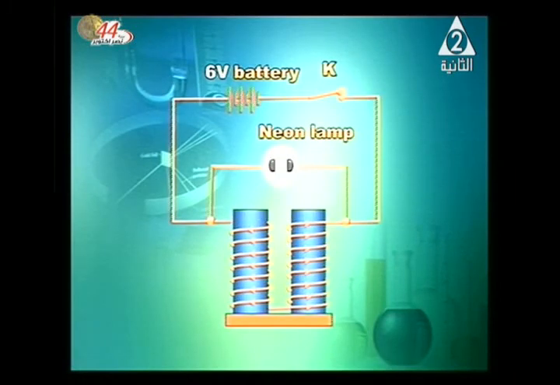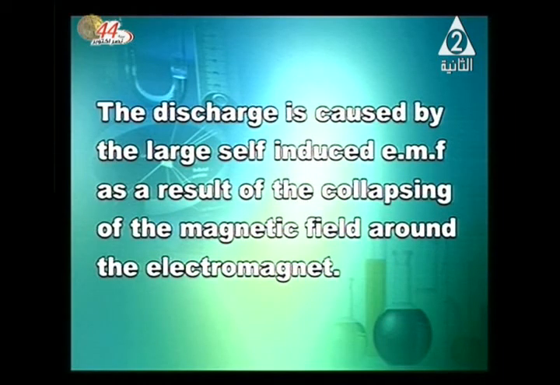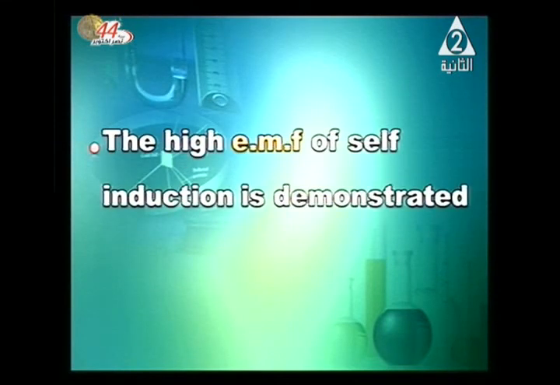And now, if a neon lamp is connected across the electromagnet and the experiment is repeated, what happens? The neon lamp flashes each time the switch is opened. The discharge is caused by the large self-induced EMF as a result of the collapsing of the magnetic field around the electromagnet. The high EMF of self-induction is demonstrated.